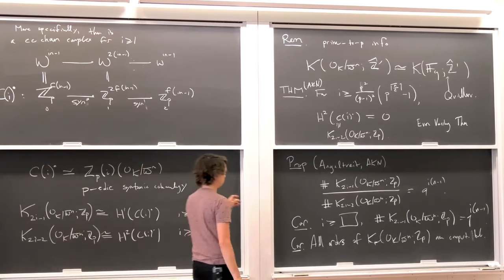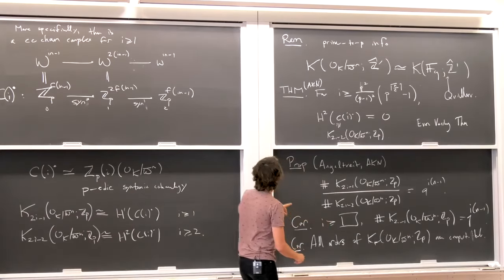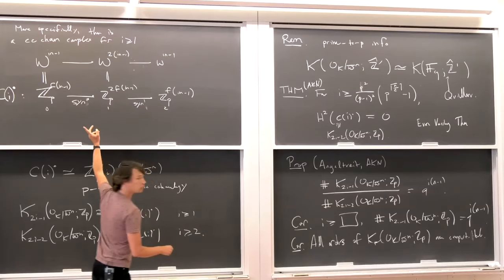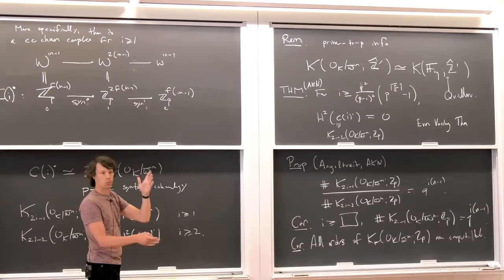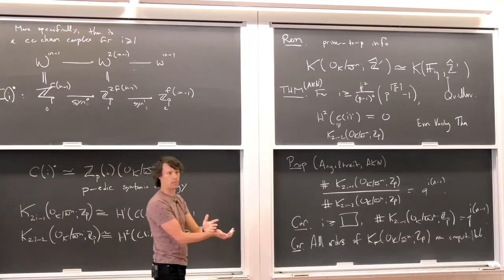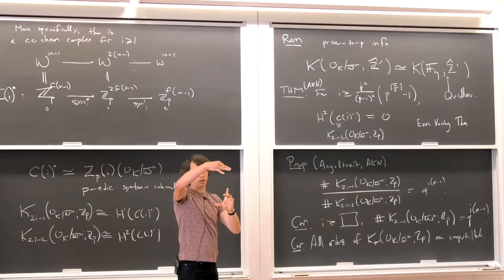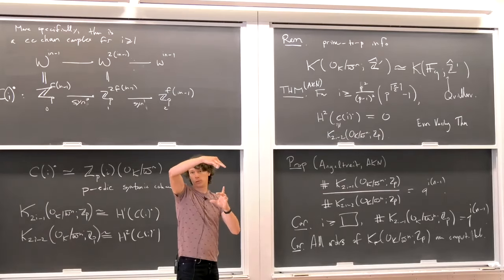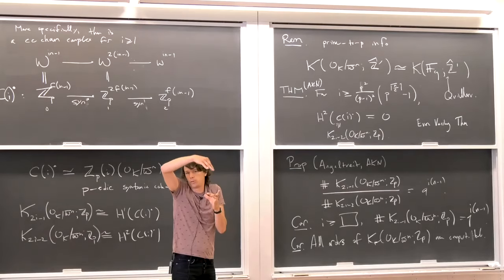Well, below this bound, you run our algorithm to compute each of these C_i's and figure out what K_{2i-1} and K_{2i-2} are. Above that bound, all of the even groups vanish, and so you know the order of the odd group.